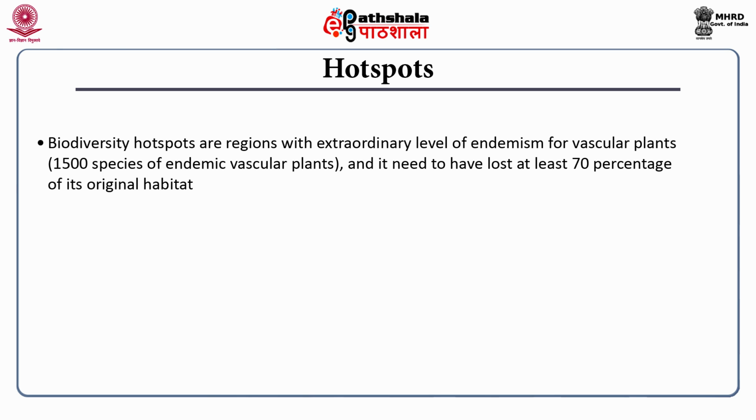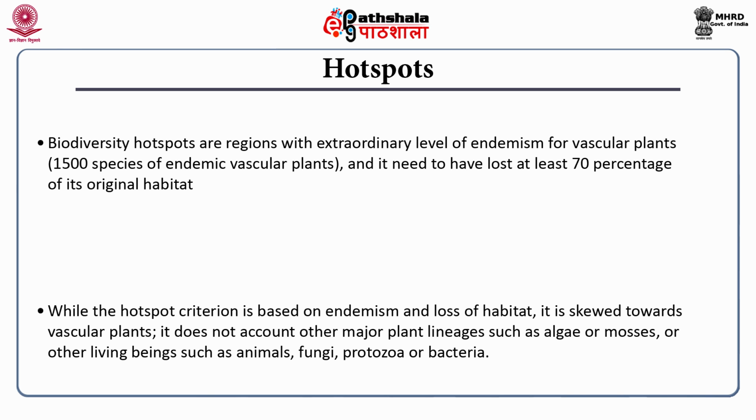So, it should have at least 1500 species of endemic vascular plants to be a biodiversity hotspot, and it needs to have lost at least 70% of its original habitat. So, these locations, the hotspots, need to be under tremendous anthropogenic pressure to be called a hotspot. That is why these hotspots are the main concentration, the main objectives for most worldwide conservation programs, because these hotspots are tremendously under pressure from the expanding human population.